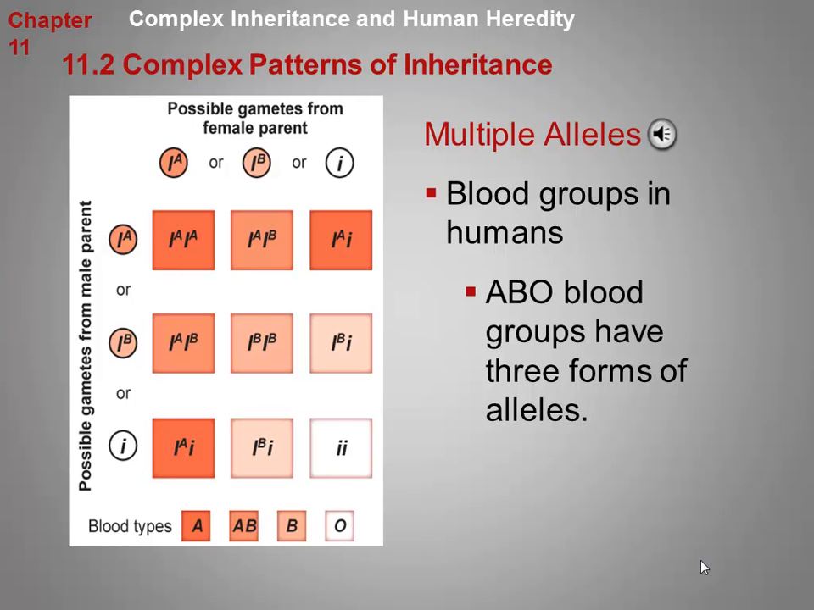And you will notice here that there are no lowercase letters. These are all indicated by uppercase letters. And the heterozygous condition is if you have an A and a B, or an A and an O, or a B and an O, those are the heterozygous conditions. And so that's how you would do the Punnett squares for multiple alleles. Just another form of complex inheritance.